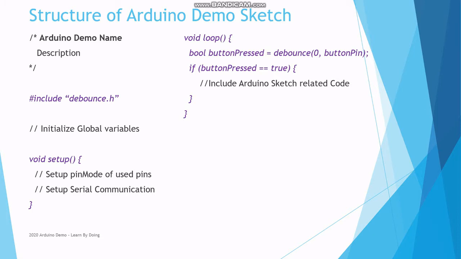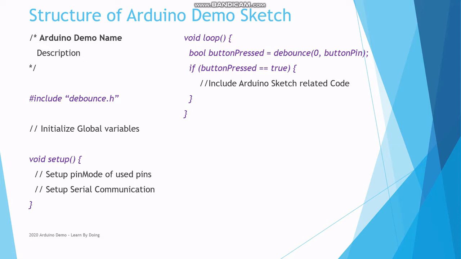Structure of the Arduino demo sketch. It will start with a comment block which will provide the Arduino sketch name and some description. The first statement will be an include of the debounce function, which is in the debounce header file. I have stored it in a separate location, so I will be including the file path of the debounce header file. Some initialized global variables which are related to the digital I/O pins I'm using in my sketch.